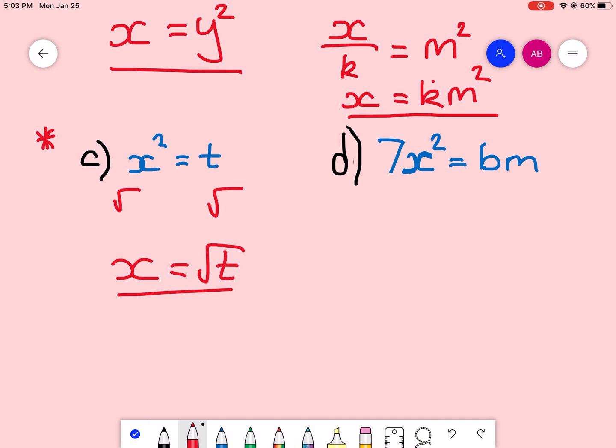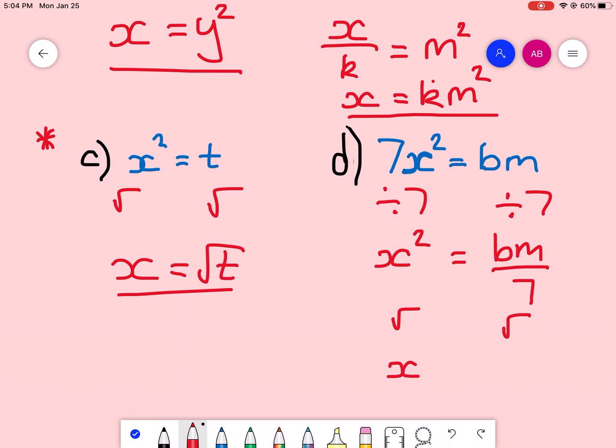A main thing to consider here is that we can only square root once our letter term has been isolated. So if I was to start square rooting here, I would be left with square root of 7, which is not what I'm after, in which case I'm just going to try and get rid of that 7 first. To do that, we divide both sides by 7. So x squared is equal to bm over 7. Now that the x squared is isolated, I can square root both sides. So x is equal to the square root of bm over 7.